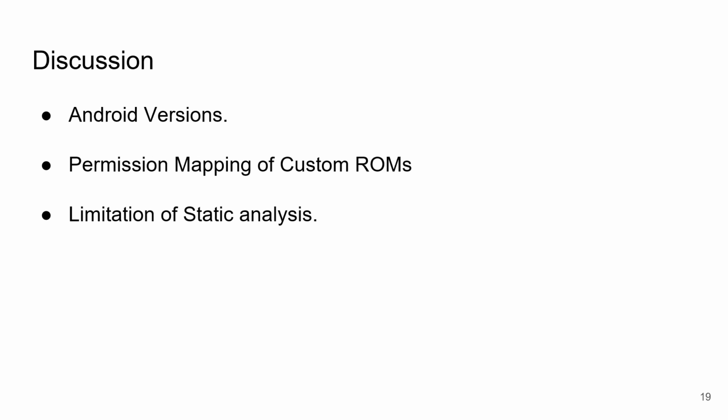In the discussion, we discuss why we have the file Android version mapping. How about the permission mapping extraction in custom ROMs? The limitation of the static analysis when extracting permission mapping.